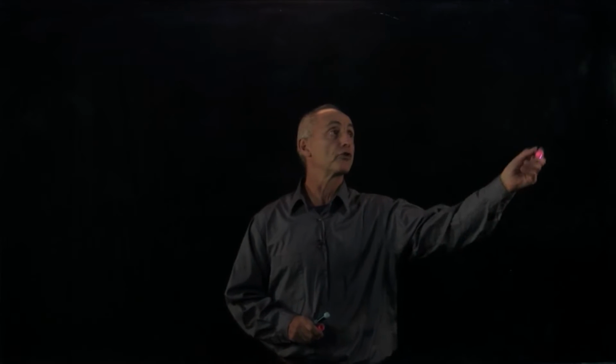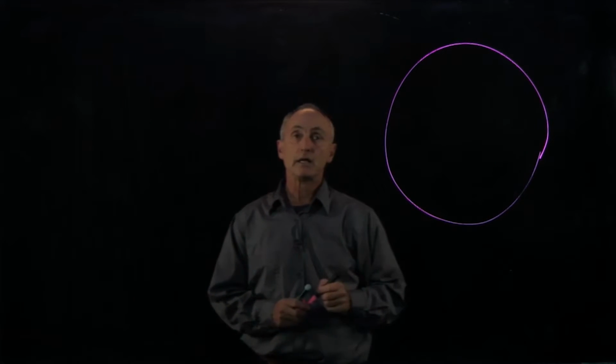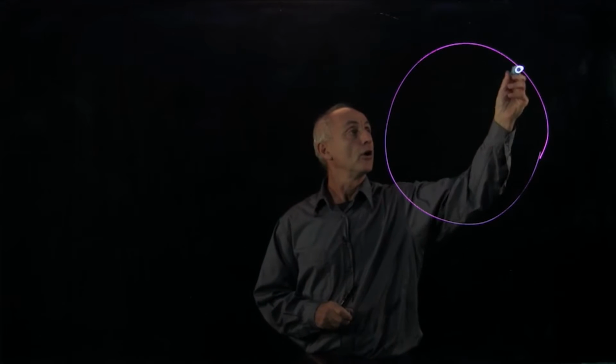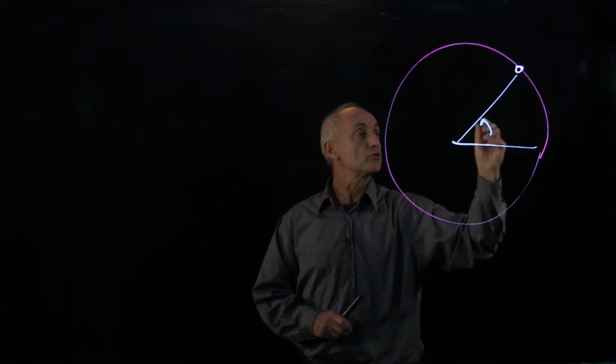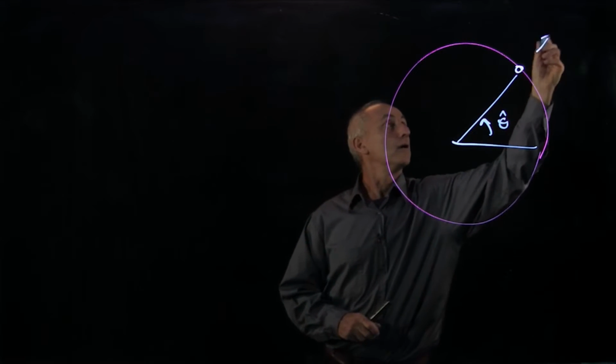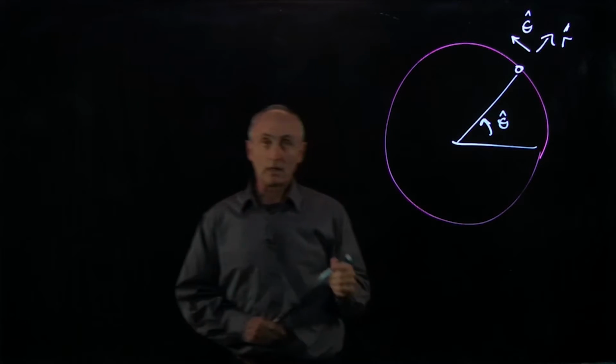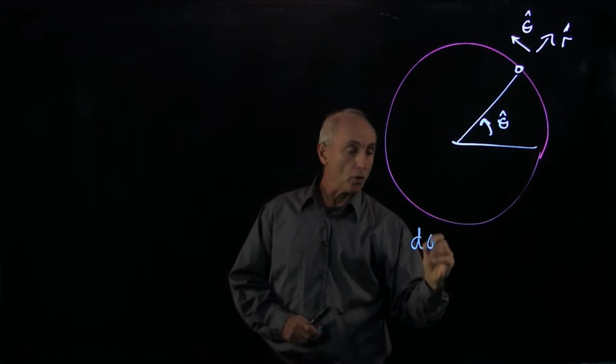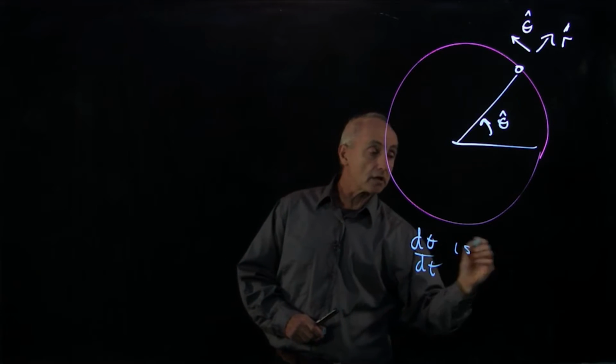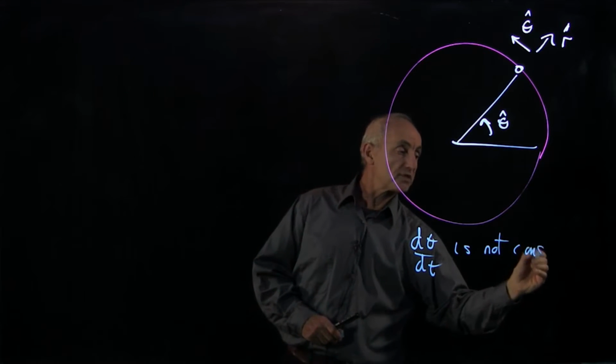Now let's consider the case where an object is undergoing circular motion. In this motion, let's again introduce our polar coordinate system, r hat and theta hat. We now want to consider the case where d theta dt is not constant. And what does that mean?